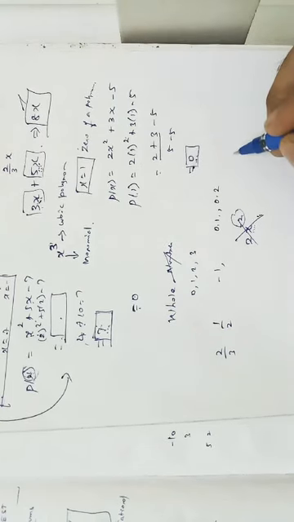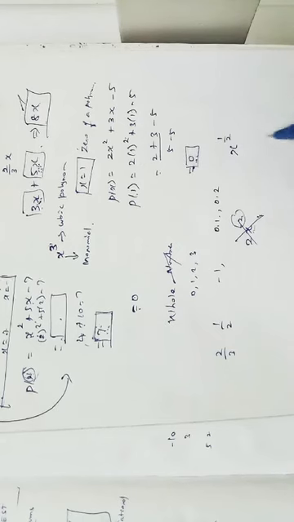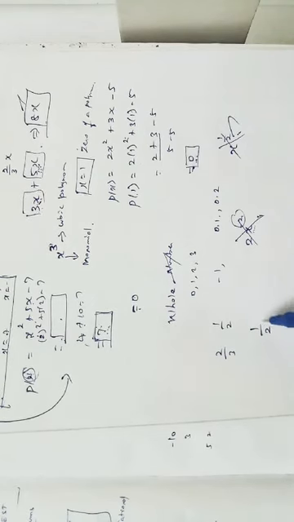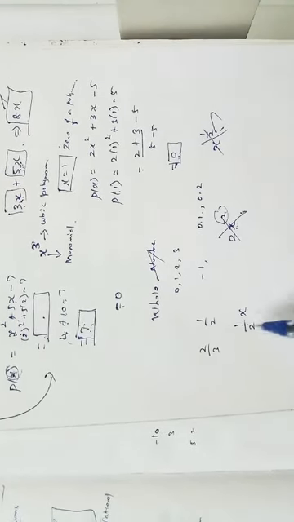Suppose I'm just giving x power 1/2. Is it a polynomial? I told you that the power should be a whole number. But what is the power? The power is in the form of a fraction. So it is not a polynomial. But we have 1/2 into x. This is a polynomial.